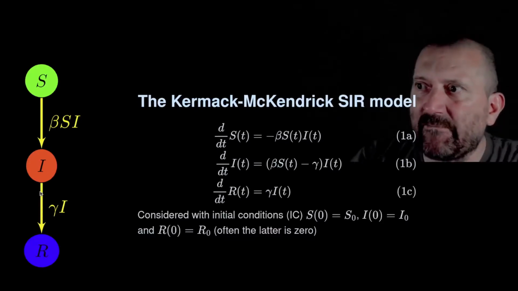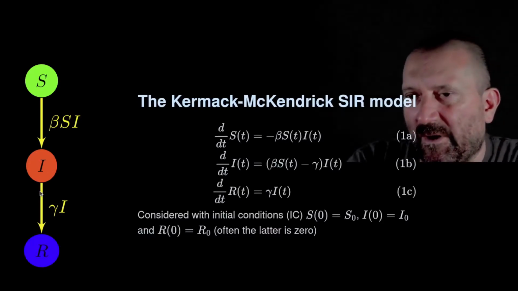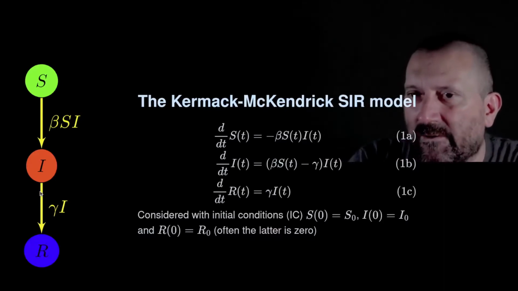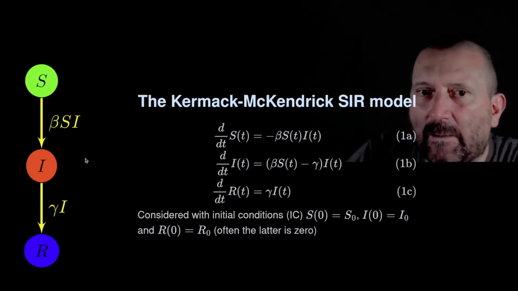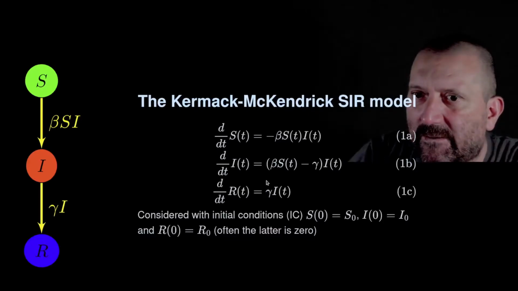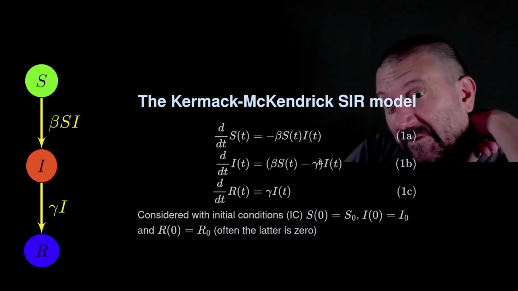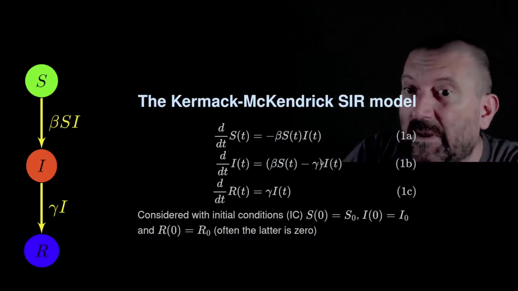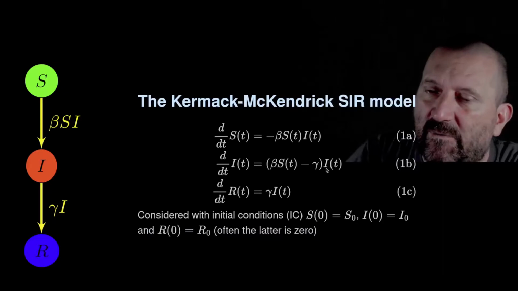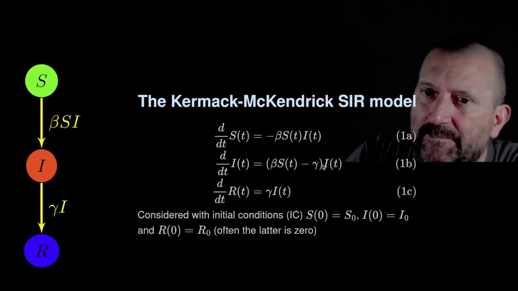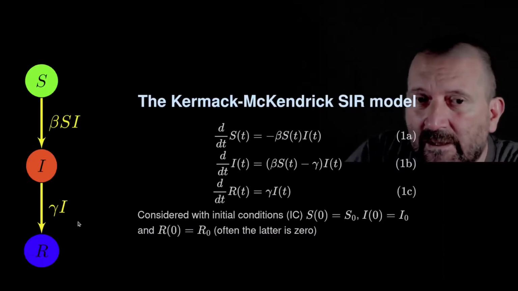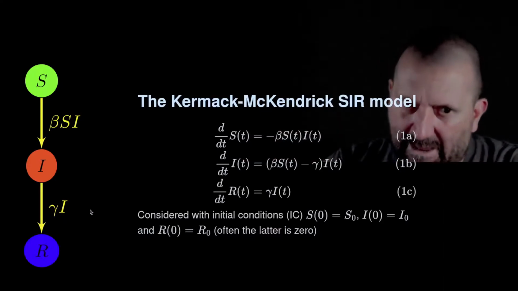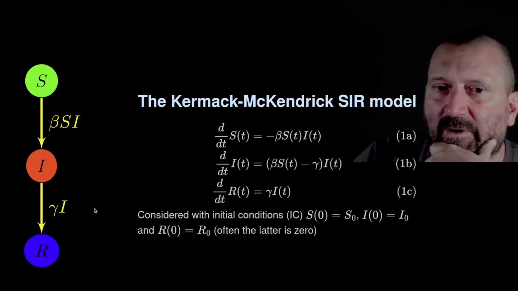But at the same time, there's an outflow from this compartment towards the removed compartment. And that outflow happens at the rate gamma. We say it's a per capita rate because it's multiplied by how many individuals are in the compartment at time t. And finally, those individuals who leave the I compartment end up in the R compartment.